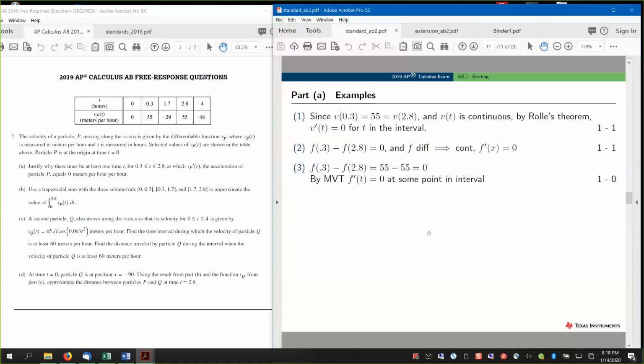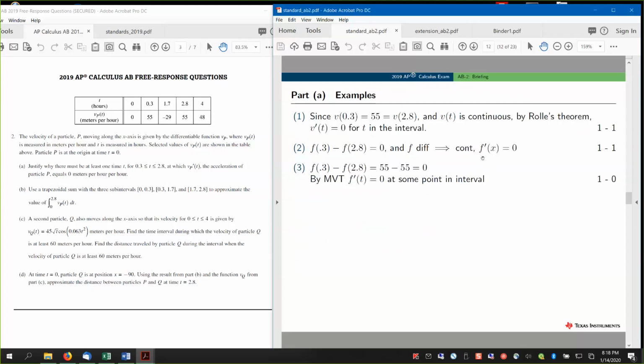All right, here are a few more examples and how each was scored. In example 1, the student has misspelled v sub p, but they have indeed conveyed that v of t is equal at t equal 0.3 and t equal 2.8. They stated that v of t is continuous. They've used Rolle's theorem. This response earns both points. That's a 1-1.